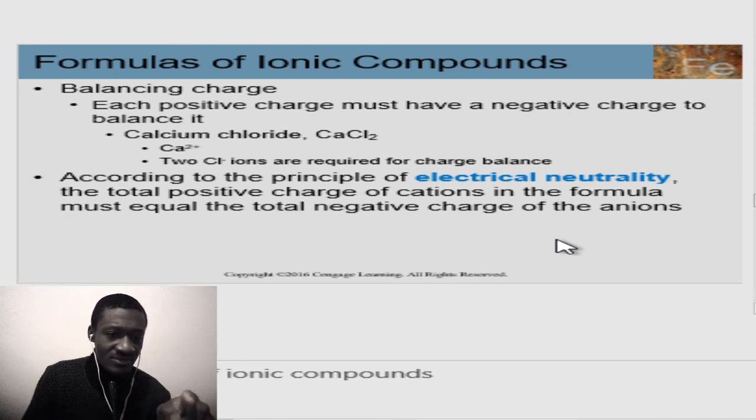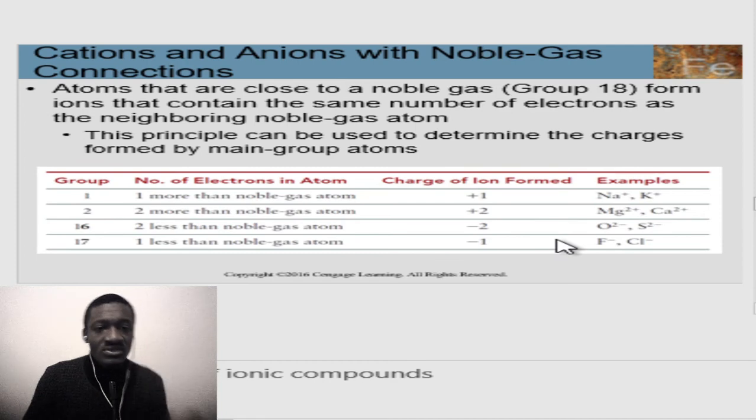So the total positive charge of cations in the formula must be equal to the total negative charge of anions. That's what causes the neutrality. When you have plus 2 minus 2, 0. Plus 1 minus 1, 0. Plus 3 minus 3, 0. So, cations and anions with noble gas connections.